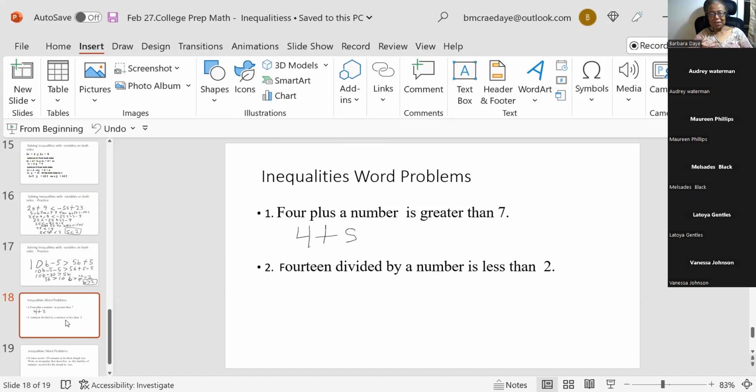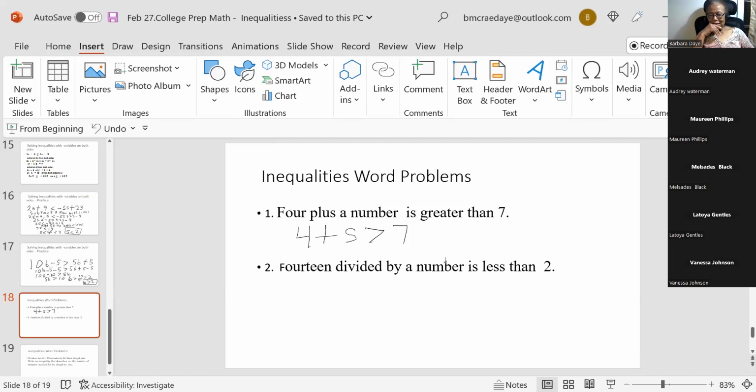What do I write next? Greater than. Okay. And what goes next? 7. That's it. Did everybody write that? Yes. 4 plus a number. You don't know what the number is, so it's a variable. You can put any letter, A to Z. 4 plus X, 4 plus Y, 4 plus N, the plus sign, greater than, and then 7. So you've got 4 plus a variable, greater than 7. Translating the words to the inequality.